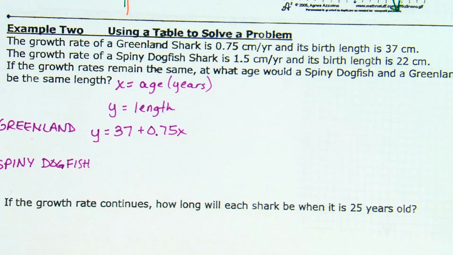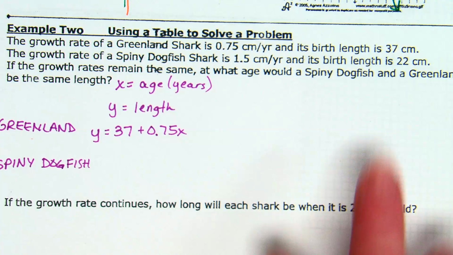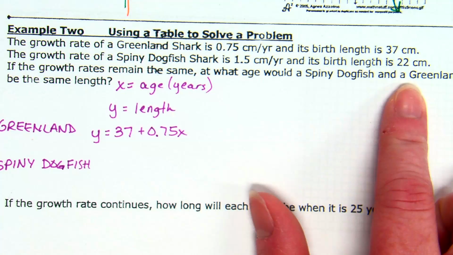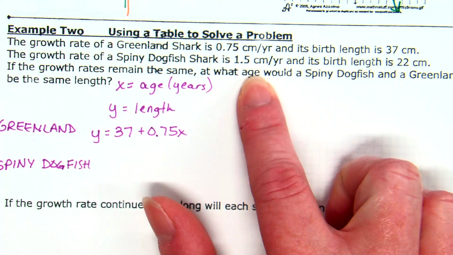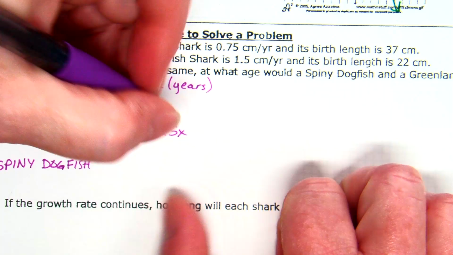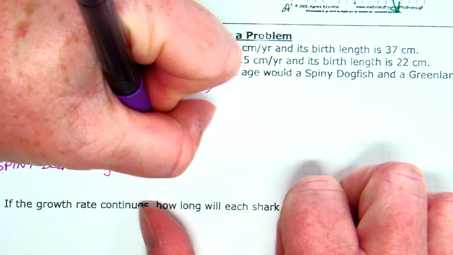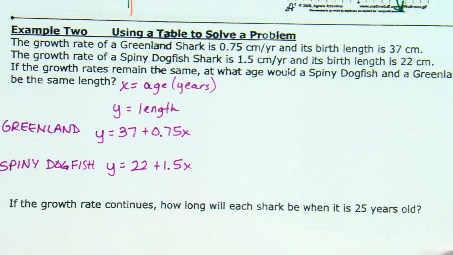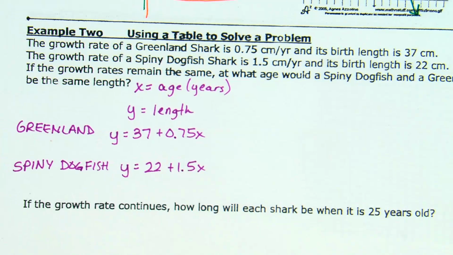Thoughts on the spiny dogfish? Okay. So yeah, what's it starting at? It's starting at a length of 22, and you're adding on what? 1.5 per year. So right, 1.5. How many years? I'm going to say X. 22 plus 1.5x. And as I said, sorry, I guess my Greenland and spiny dogfish are cut off. Hopefully you can use context clues and figure it out, right?